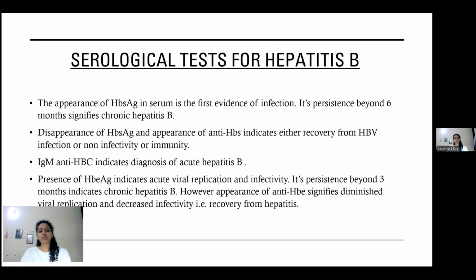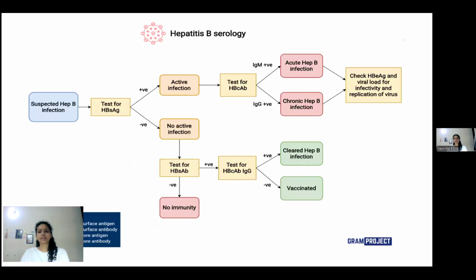Presence of HBe antigen indicates active viral replication and infectivity. Here, the patient is most infectious. Its persistence beyond 3 months indicates chronic hepatitis B. However, appearance of anti-HBe signifies diminished viral replication and decreased infectivity, indicating recovery from hepatitis.